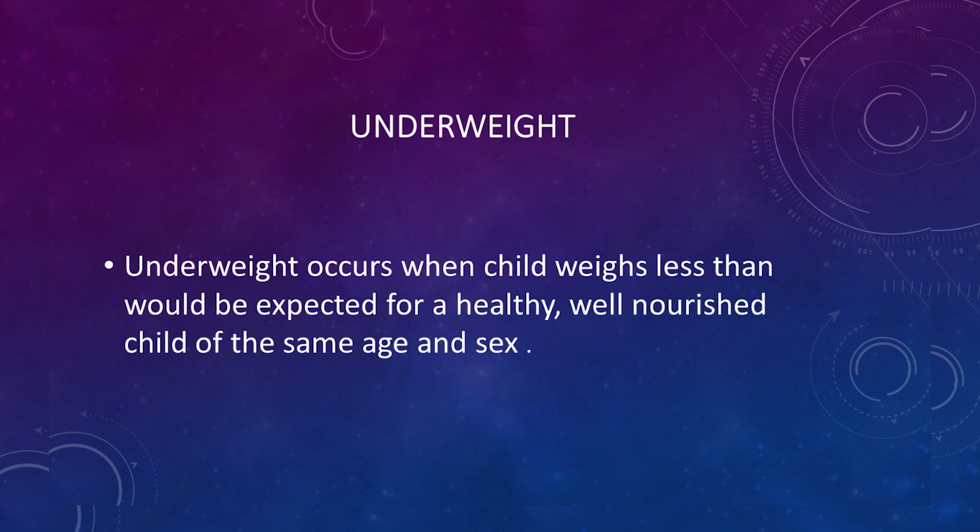Then we will see the underweight. Underweight occurs when the child weighs less than would be expected for a healthy, well nourished child of the same age and sex. If there are two children of the same age and one's weight is very less than the other, when the other child is normal and not overweight, that time the first child is called the underweight child. So, his weight is less for his age and sex, and that child is called an underweight child.